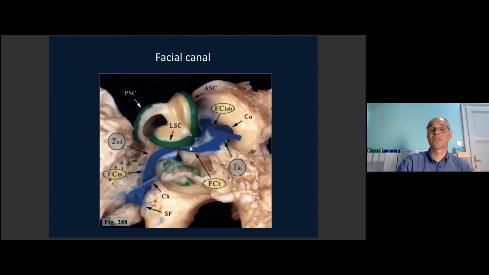Facial canal. This is one of the most important and most interesting structures within the temporal bone. Right temporal bone. The labyrinth is filled with green dental material. This is a silicone gum. Anterior, lateral, and posterior semicircular canals. The facial canal can be found, as I mentioned, in the angle between the posterior and lateral semicircular canal.